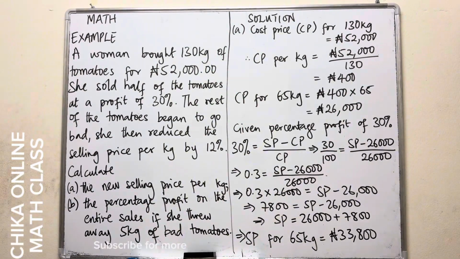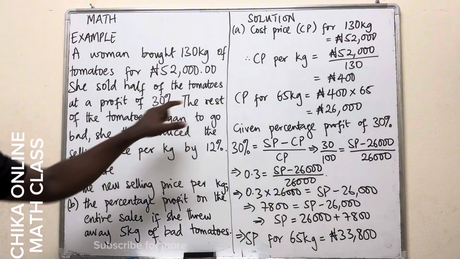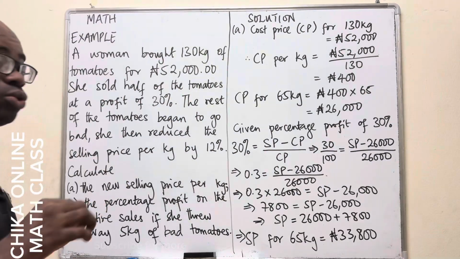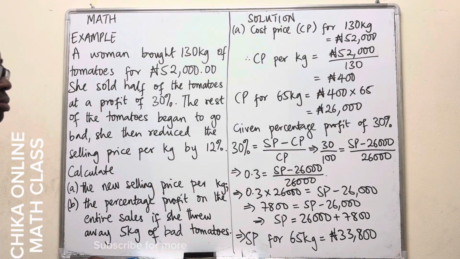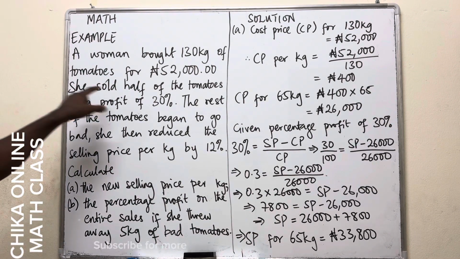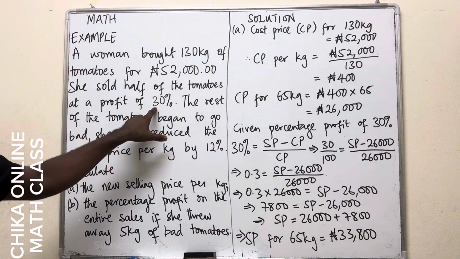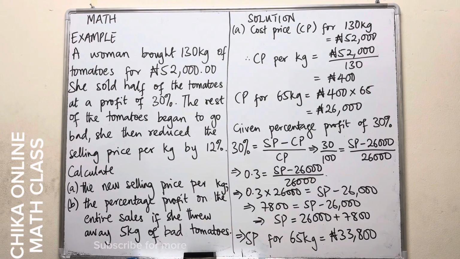Okay, now the question says she sold half of the tomatoes at a profit of 30%. We need to know the selling price for half of the tomatoes. So how do we find that? We use this information. She said the profit is 30%. So percentage profit is 30%, and we use the formula for percentage profit.